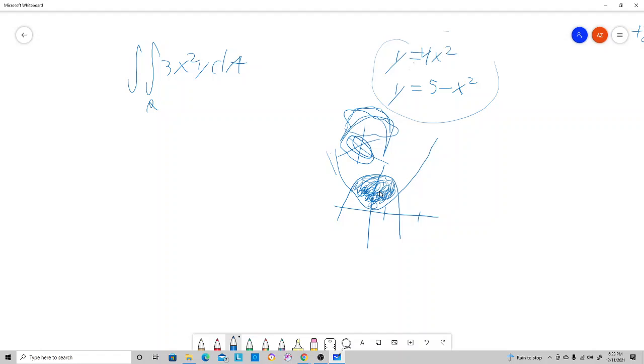So what we can do is take these functions and see where they meet, right? All we have to do is set them equal to each other. So we say 4x squared is equal to 5 minus x squared. So if we add this, this will be 5x squared equals 5. This will go away. This will become x squared equals 1. So where they intersect is 1 and -1. Okay. So that's good.